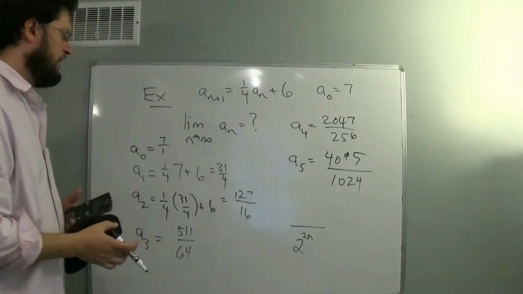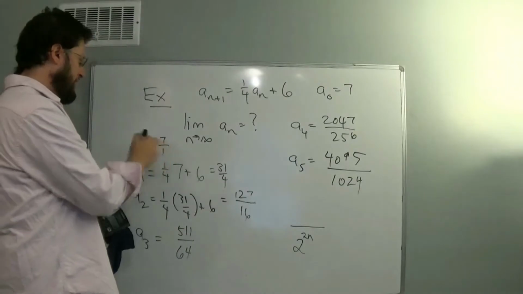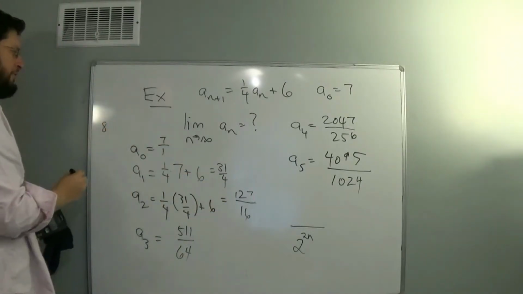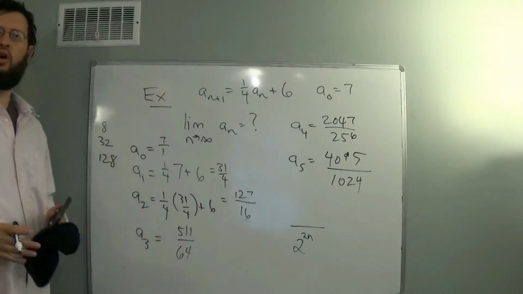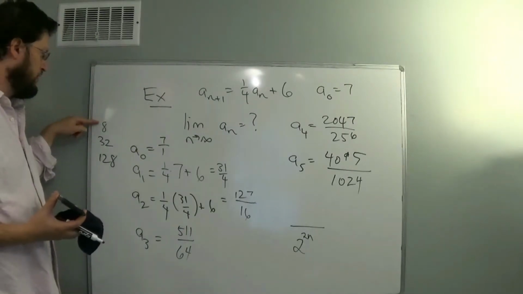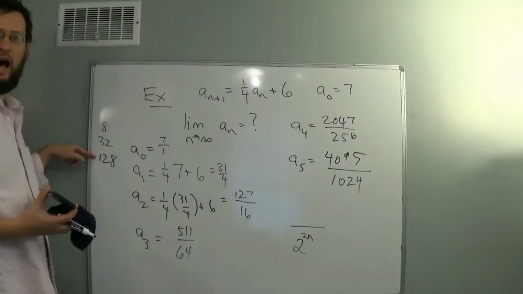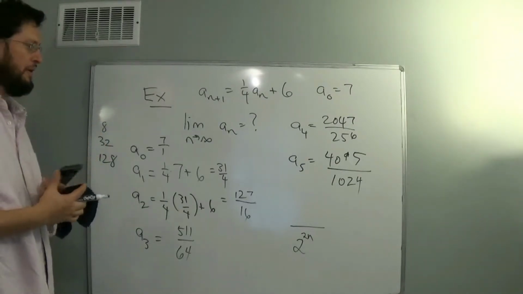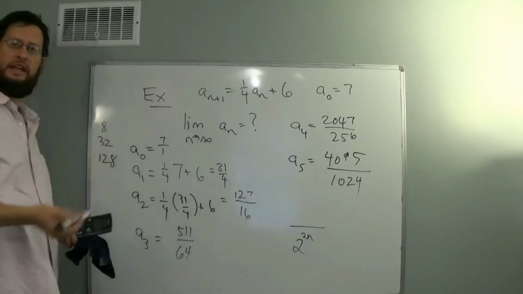The numerators are a little harder to see, but you should think about this as the 7, 31, 127. I'm looking at this as very similar to 8, 32, 128, which are also powers of 2. This is 2 cubed. This is 2 to the 5th. This is 2 to the 7th. So now it's odd powers of 2, but then we have to take 1 away from them.